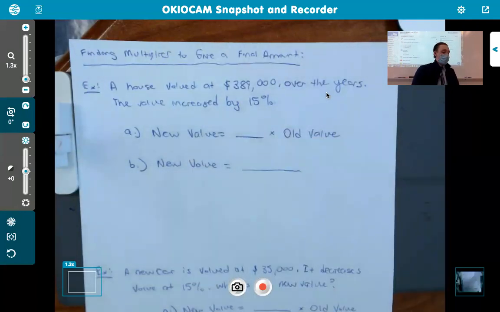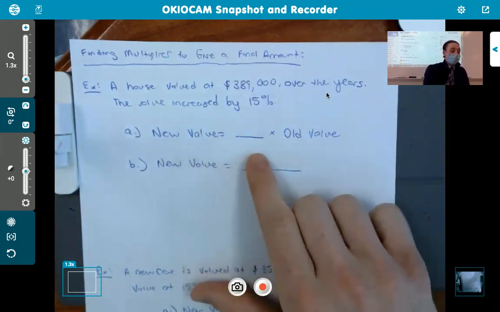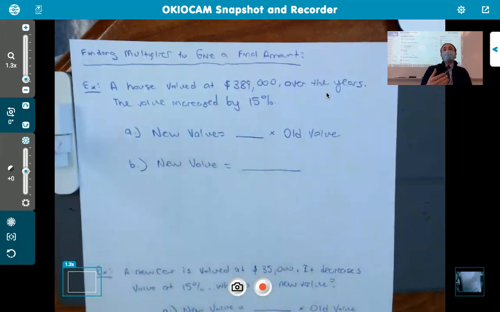So this first example, we're going to use to start a list of steps for understanding how to find the value in these problems. It says a house is valued at $389,000. Over the years, the value increases by 15%. The types of questions you're going to see in your ALEKS assignments say the new value is equal to blank times the old value. For this, we need to understand how to use percentages and decimals to find that new value. And this is going to apply to something we did yesterday.